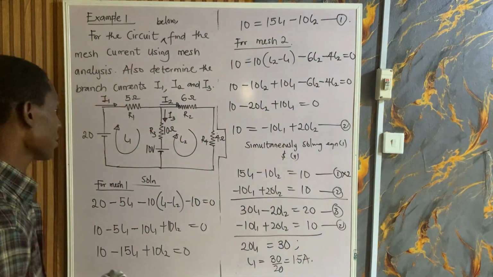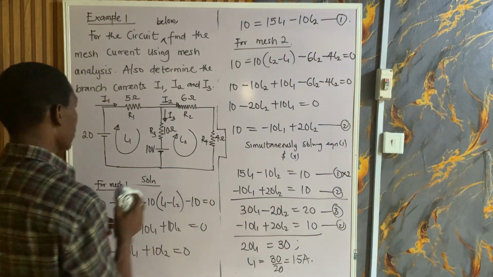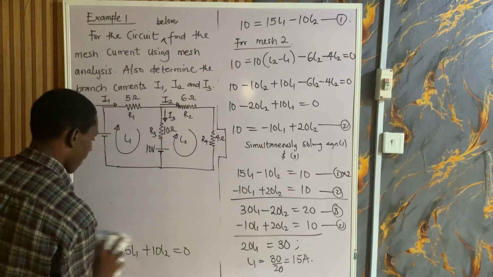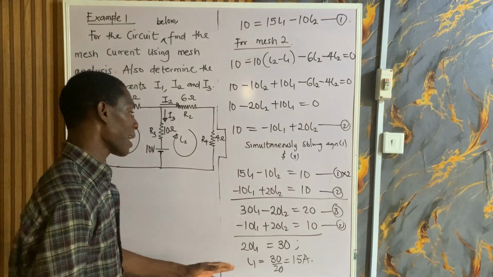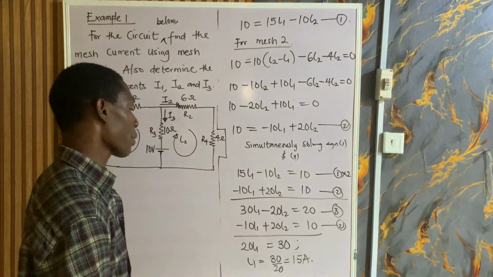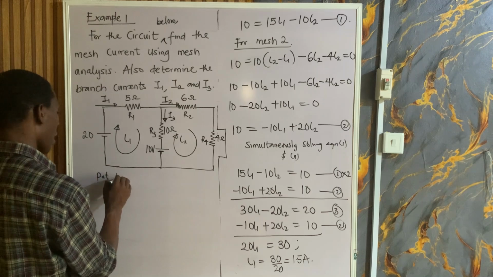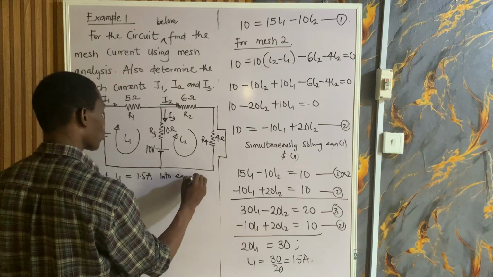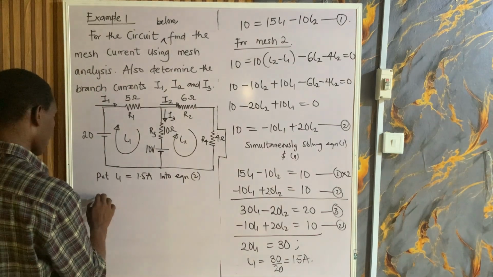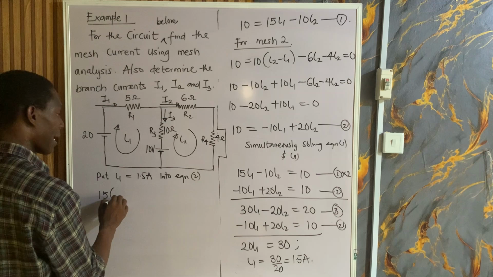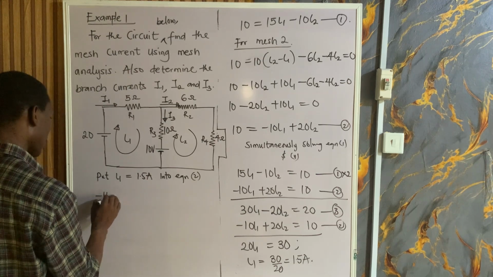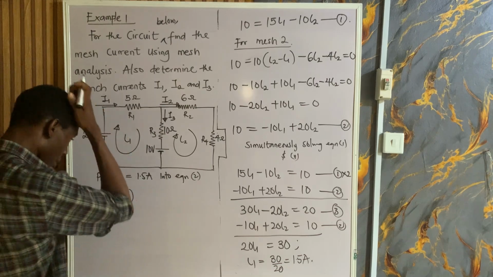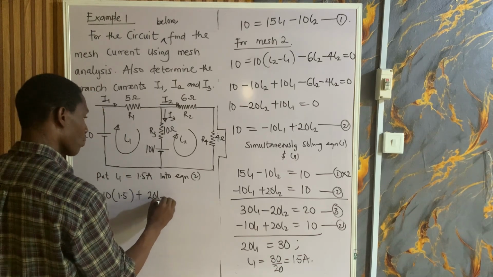I don't want to clean the question or the diagram because we have to get the branch current. So let me just clean this. If we've gotten I1, we can put that I1 into any of the equations. Let's put it into equation 2. So put I1 is equal to 1.5 ampere into equation 2. And so this will simply be minus 10 multiplied by 1.5 ampere, then plus 20 I2 is equal to 10.